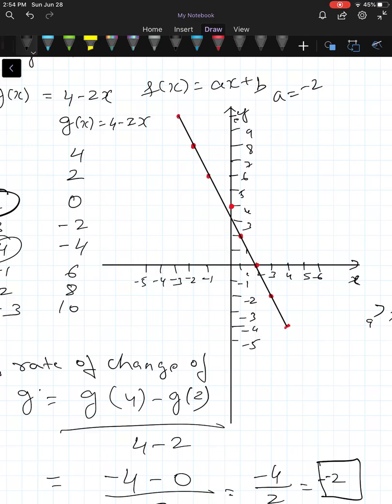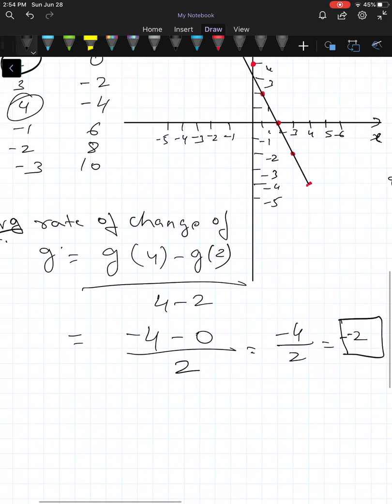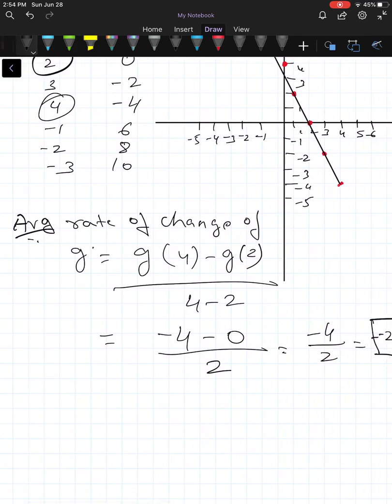Apart from that, the value and the formula are one and the same, because the formula is the same for slope as well as the average rate of change of a function. Okay, so that's how let us define now slope and rate of change.